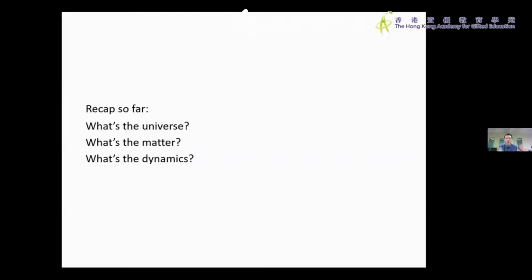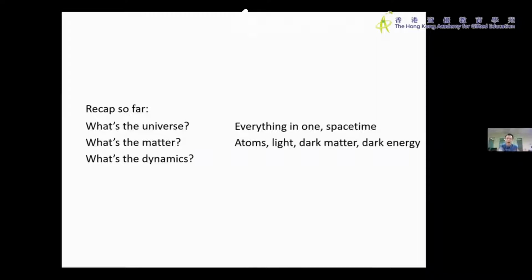Let me briefly recap so far. We have been talking about what our universe is, okay? That is everything that turns into one, the space-time and everything in our space-time. And what is the matter in our universe? That is the atoms, light, dark matter, and dark energy. We don't understand dark matter and dark energy very well, but they take about 95% of our universe. And the thing that we understand only takes about 5%.